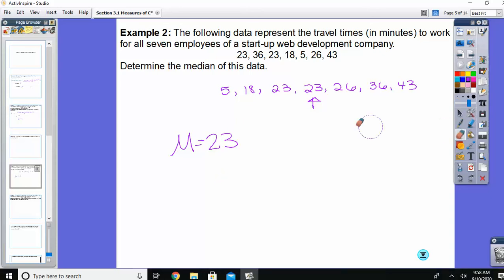What if I had only had 6 points? Let's say I didn't have that 43 on the end. Then how do you find the number in the middle?